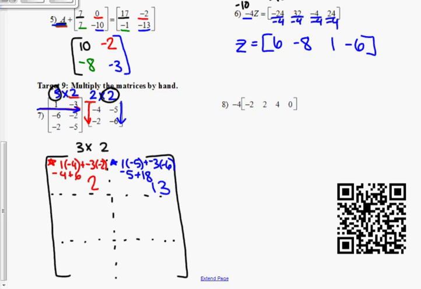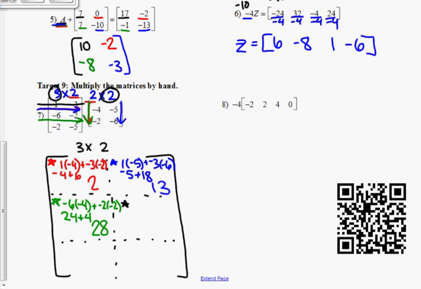I'm done with my first row now, so I'm not going to use my first row in my first matrix anymore. I'm going to drop down to my second row. So now I'm going to look at my second row going across it and going down my first column since I'm back in my first column. So negative 6 times negative 4 plus negative 2 times negative 2. Negative 6 times negative 4 is 24. Negative 2 times negative 2 is 4. 24 plus 4 is 28.